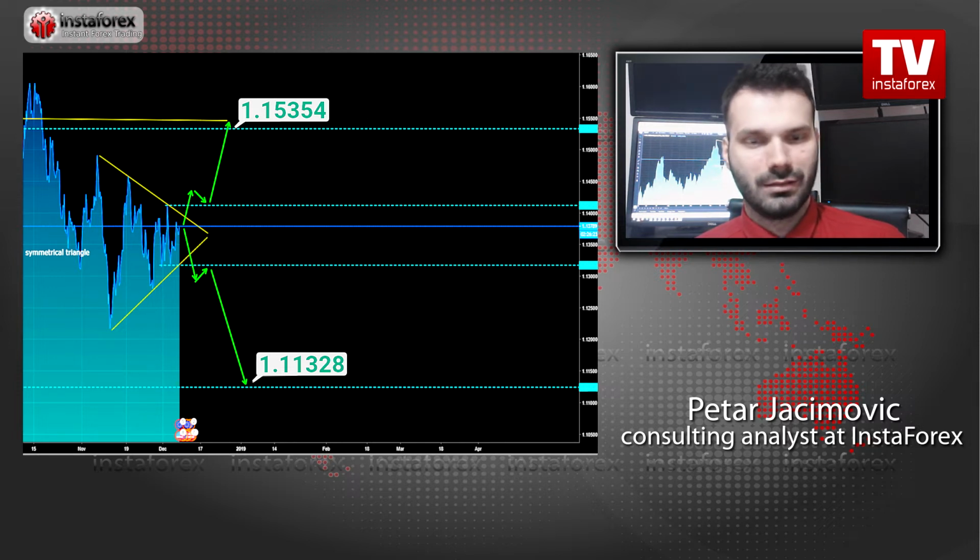So again, a symmetrical triangle is in creation. The price will go up or down. Watch for the breakout of the resistance for the upward prices or for the support for the downward prices.